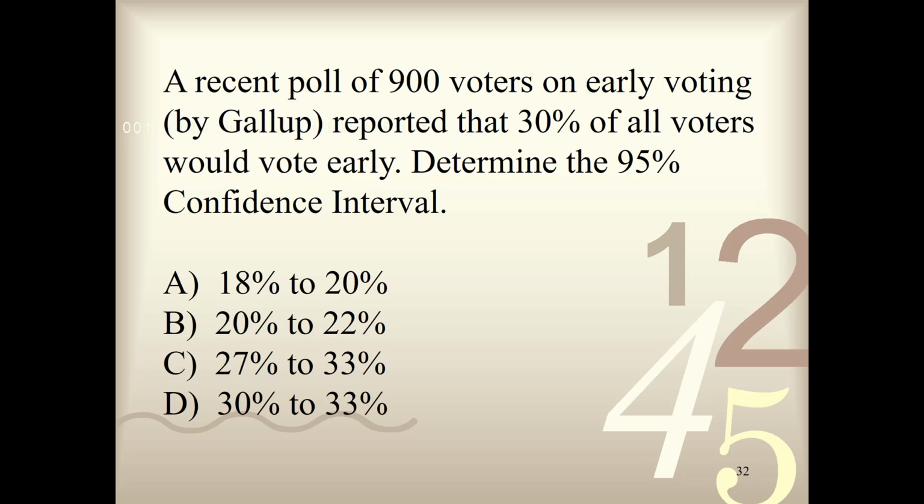A recent poll of 900 voters on early voting reported that 30% of all voters would vote early. Determine the 95% confidence interval. Okay, so I have 30% here. So I'm given the sample proportion, and I know that the sample size is 900.